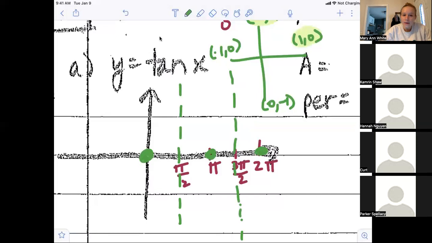Oh, that's a great idea, Cam. If I get a stopping point, I will look at that.